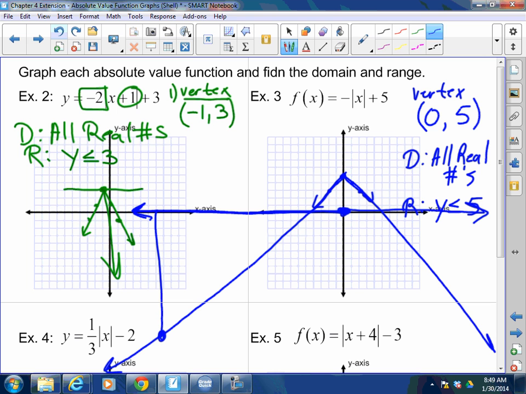Why does the range stop? Because the range stops right here. That's as high as this graph goes. There are no more valid y's above this y of 5. From here, the graph only goes downwards, and those are all valid. That's why the range is less than or equal to 5. Does this make sense? These are great questions. Awesome. Thank you, guys. Let me just clean this up a little bit.